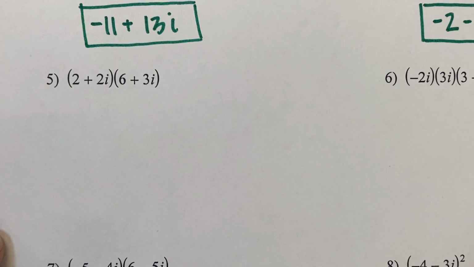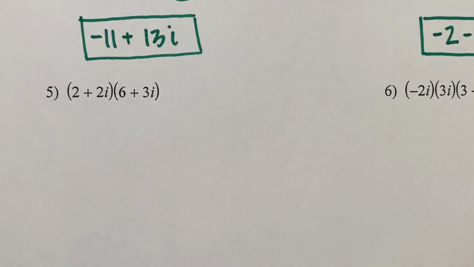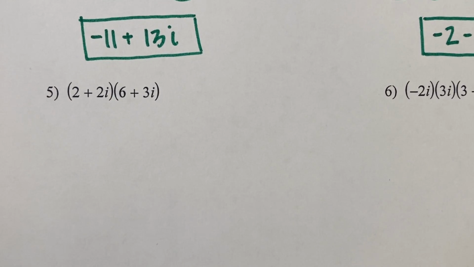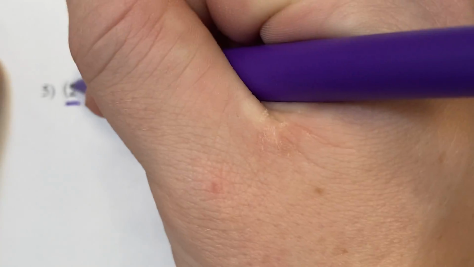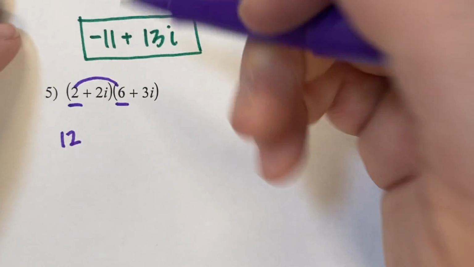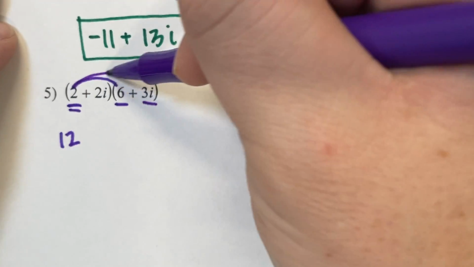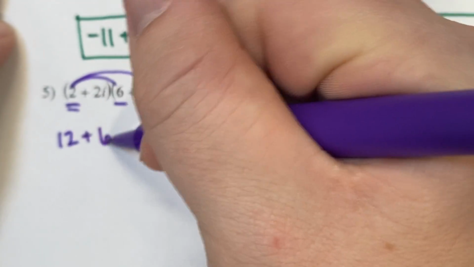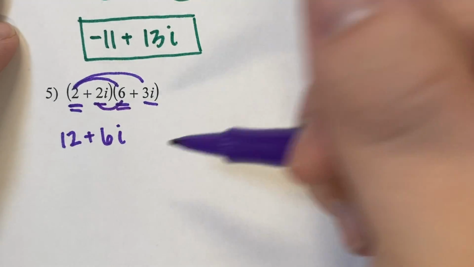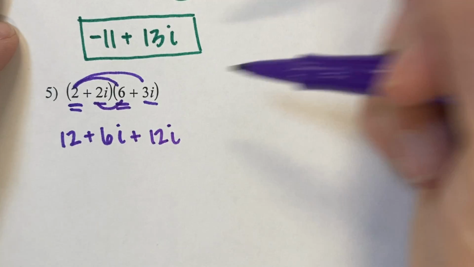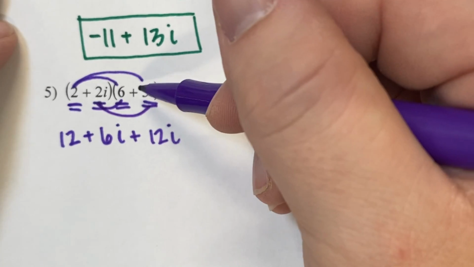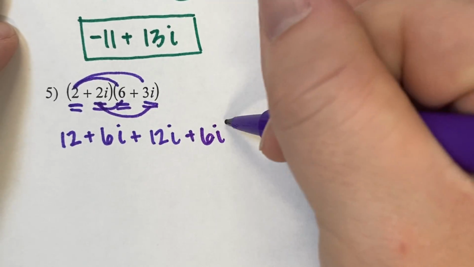So let's go ahead and look at 5. So it kind of looks like multiplying two binomials, right? Instead of an x, it's just an i. So what I'm going to do is I'm just going to use our FOIL method. So I'm going to take F, my first, times my first, 2 times 6, 12. O, outside, times my outside, 2 times 3i, is positive 6i. Inside, 2i times 6 plus 12i, and then last times my last, 2i times 3i is positive 6i squared.